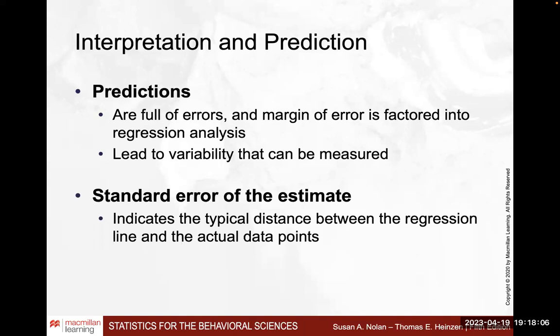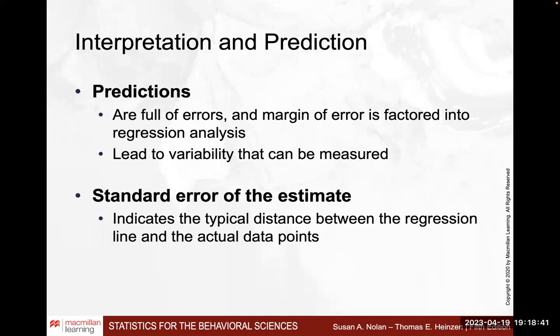But basically, predictions are full of errors, and the margin of error is factored into this regression analysis. That means it's contained in the accuracy of your prediction. You have to measure this somehow. So if you have data, you have a certain accuracy that you see based on your real data, your equation and your line. But you have to quantify how good the prediction really is. And you're doing that by quantifying the standard error of your estimate.